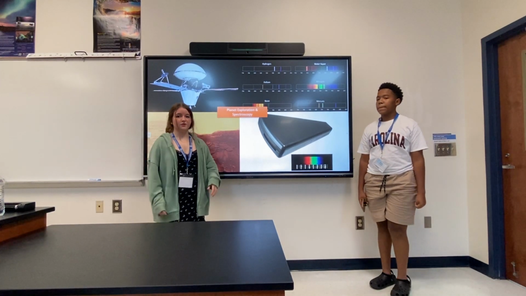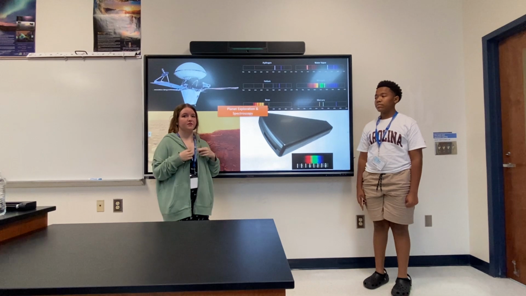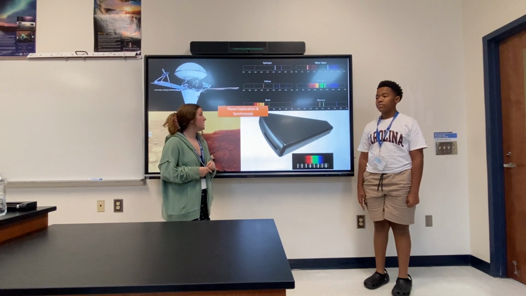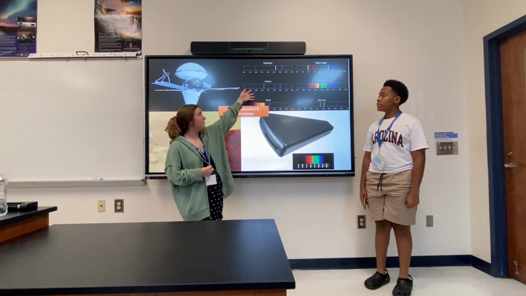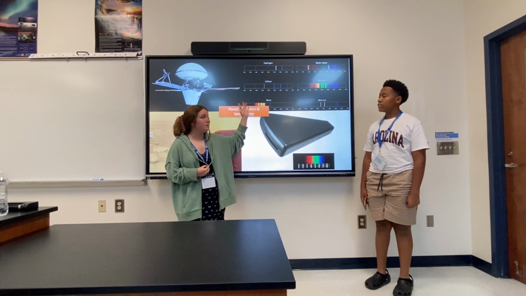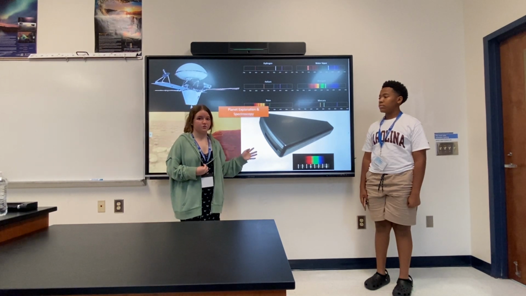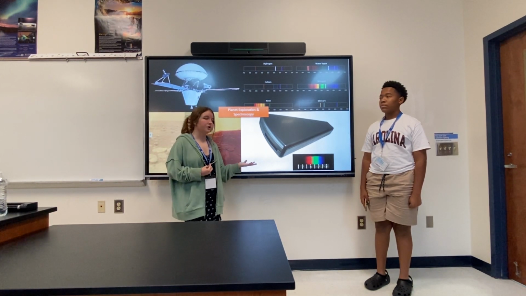In class, we also learned about spectroscopy, which is the study of using light to identify different wavelengths. And this is an example of a spectroscopy of different gases, and that's what they would look like for their spectra. This is a spectrometer, which would be used to look at spectra.